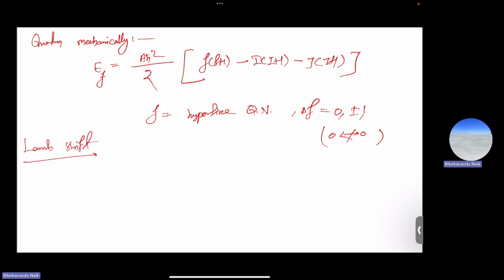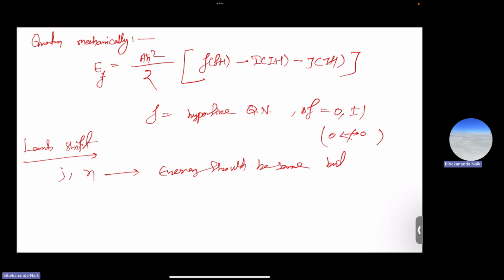So the Lamb shift is found basically when two states have the same value of n and j. If they have the same value of n and j, then the energy should be the same, but it was found by Rutherford and Lamb that there is an energy difference between the two levels.